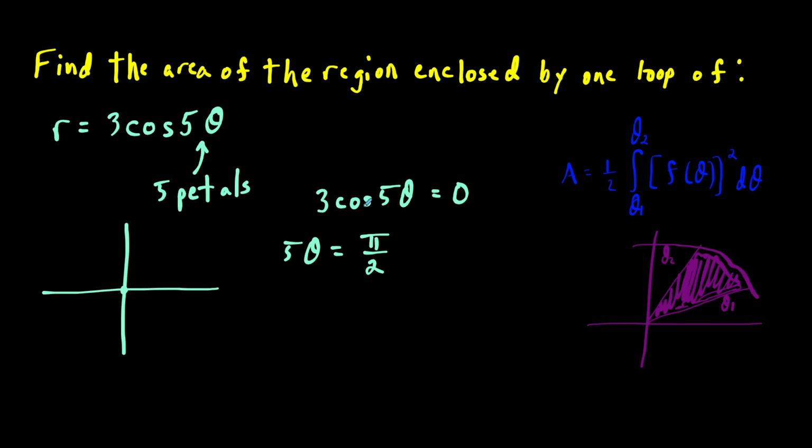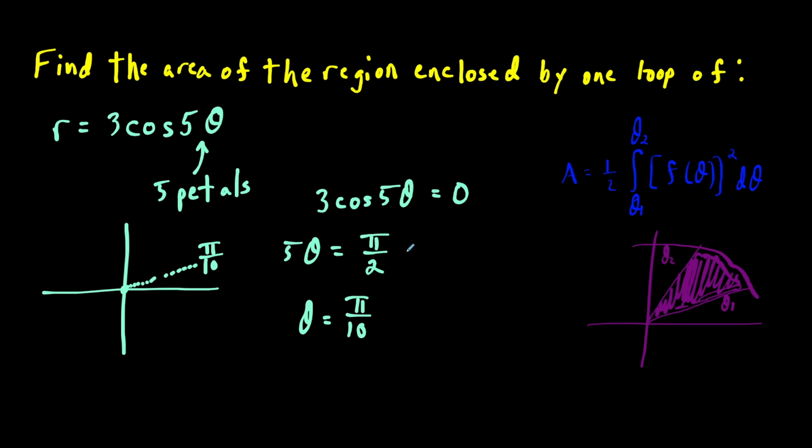So if we look here, since cosine of pi over 2 is equal to 0, we're going to set 5 theta equal to pi over 2. And that tells us the first point where the radius is equal to 0 would be at pi over 10. And pi is 180 degrees, so 180 over 10 is 18 degrees. So roughly 18 degrees would be somewhere here. So we're not drawing this necessarily to scale, but this is roughly where our angle is.